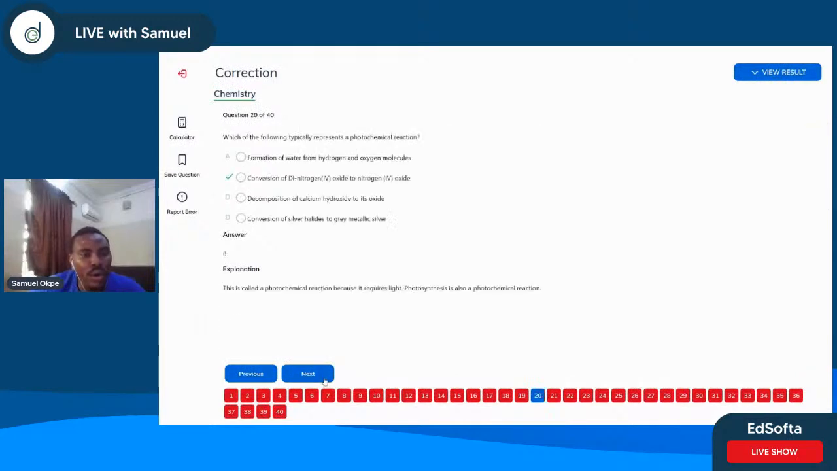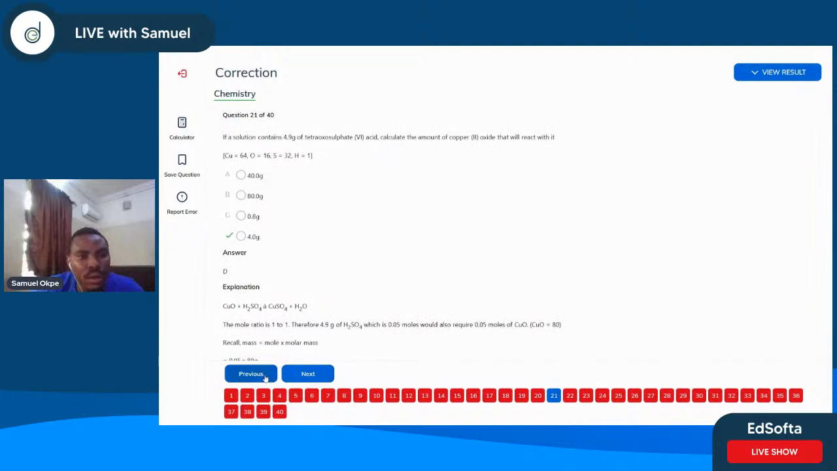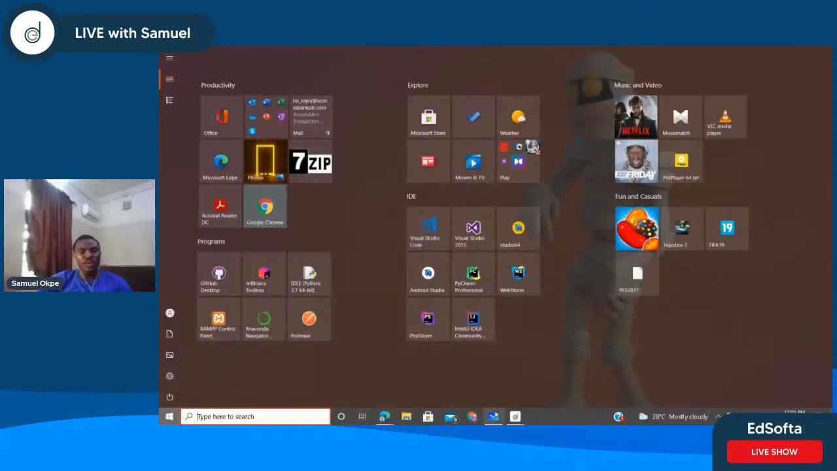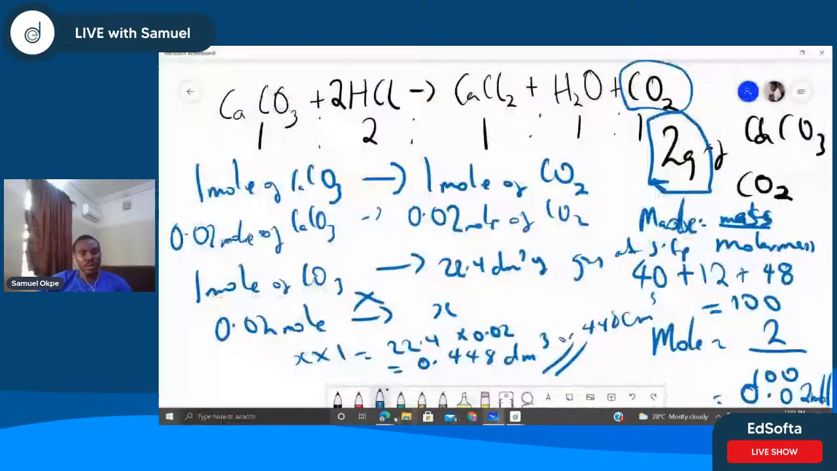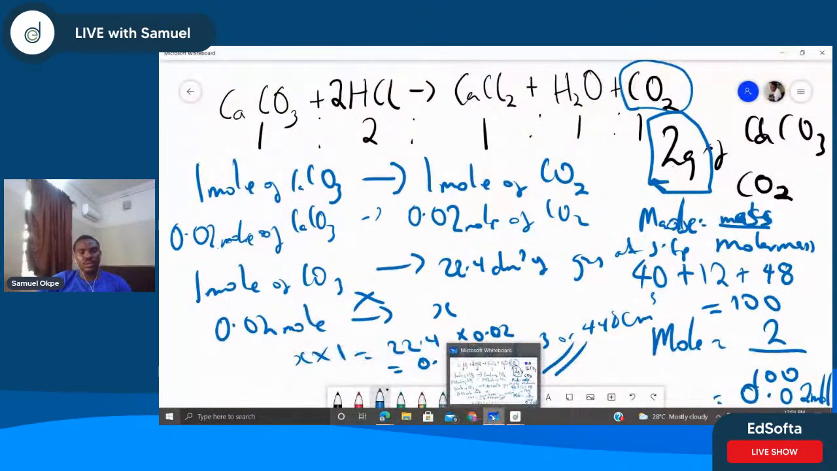Always make sure to get your balanced equation and bring out the mole ratio. With the mole ratio, you can find a way to solve these questions.